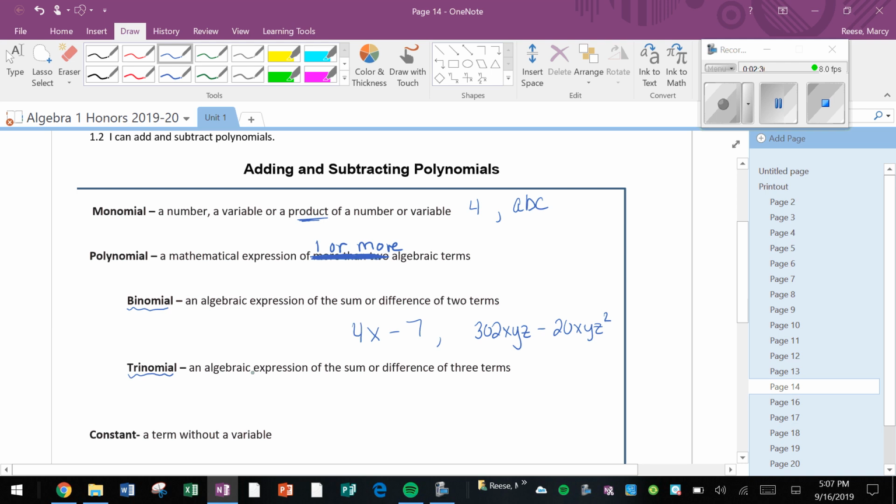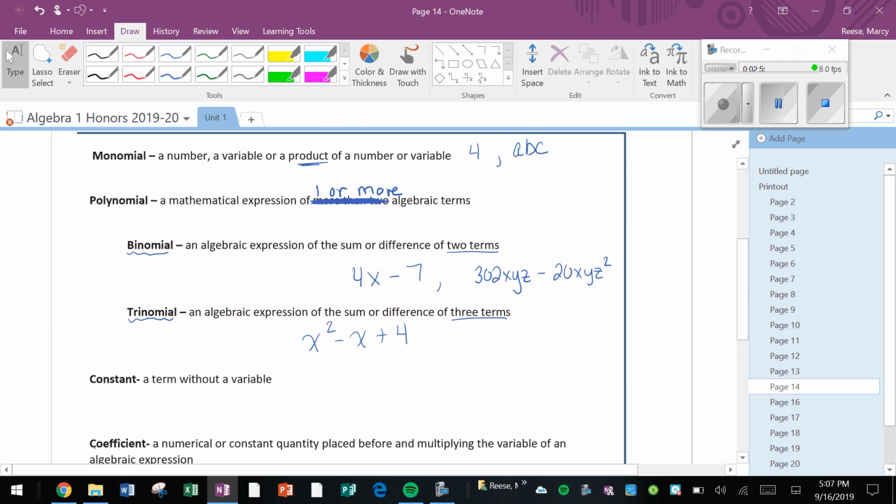A trinomial is a polynomial as well, okay? But it is an algebraic expression with a sum or difference of 3 terms. So binomial is 2, trinomial is 3. And this is the typical one you're going to see. It's infamous this year: x squared minus x plus a constant 4. Now, I say that word once, constant. Boy, I'm stuck on 4s, aren't I? I see a bunch of 4s on my paper.